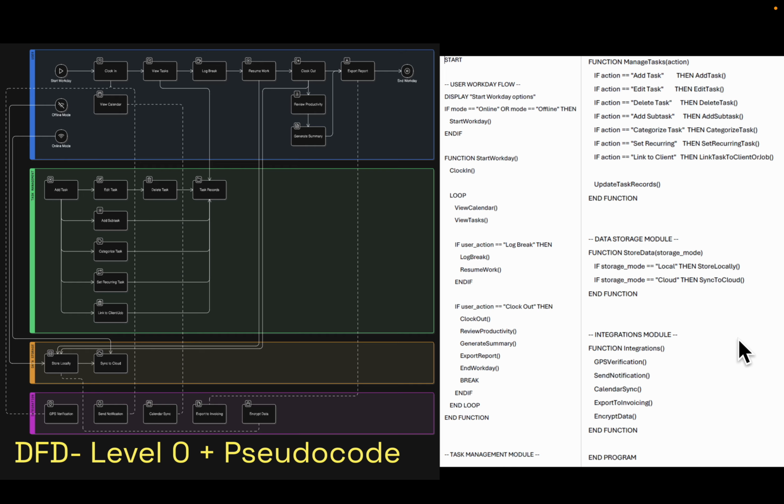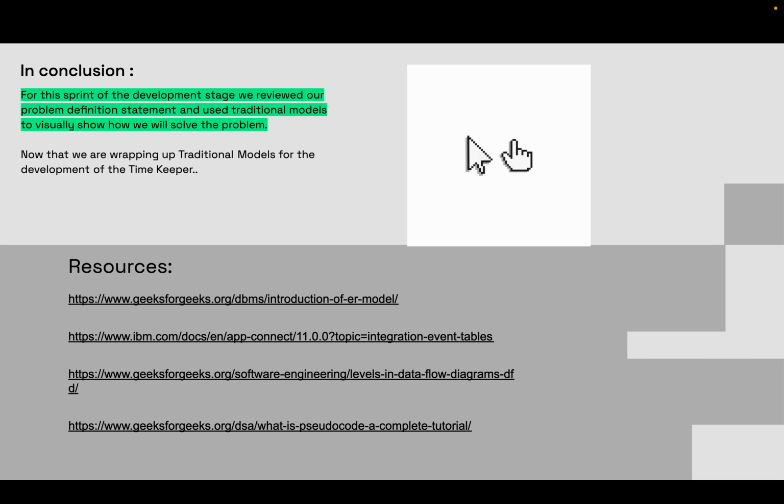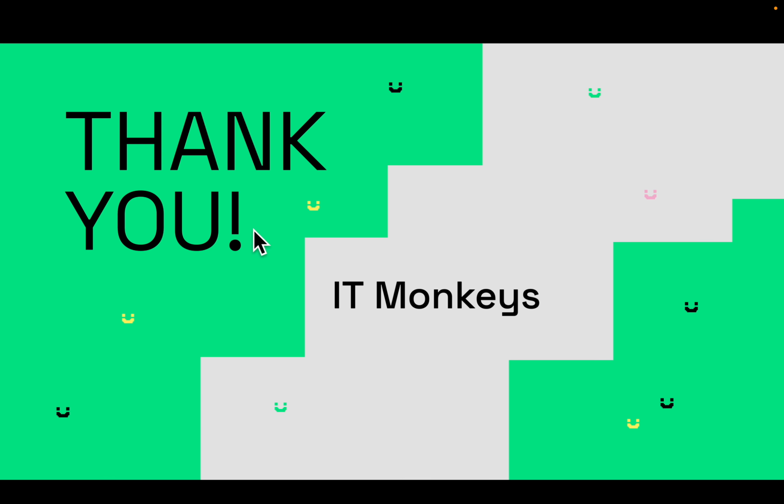And then we move on to the conclusion slide. And so for this sprint of the development stage, we reviewed our problem definition statement and used those traditional models here to show how we will solve the problem. And now that we are wrapping up our traditional models for the development of the timekeeper. All right. Thank you so much.